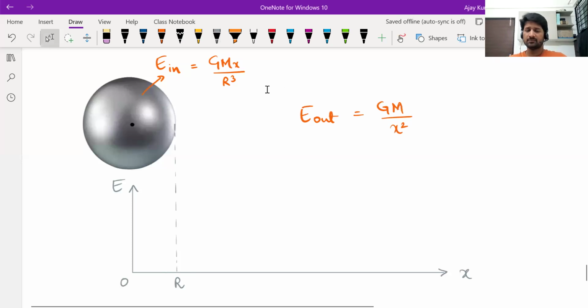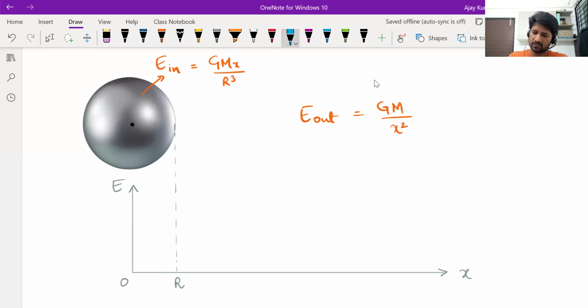Can any of you describe the nature of the graph from 0 to r first? What will the graph look like? We have the field, it is an increasing graph. Vanilla, what did you say? So the graph is a straight line. Let's see. The nature of the graph will depend on the equation.